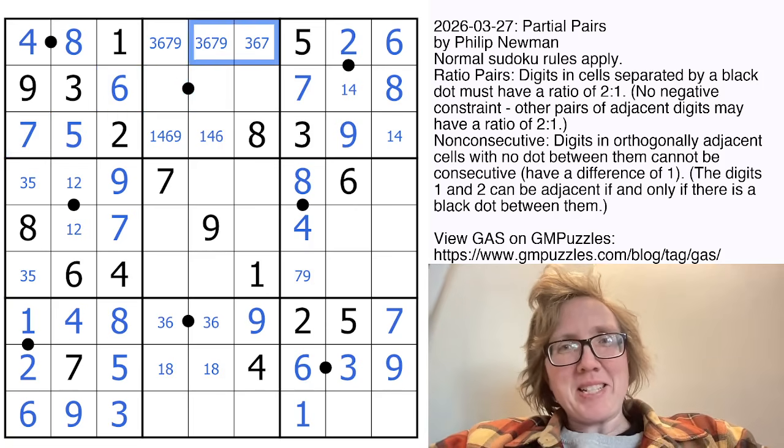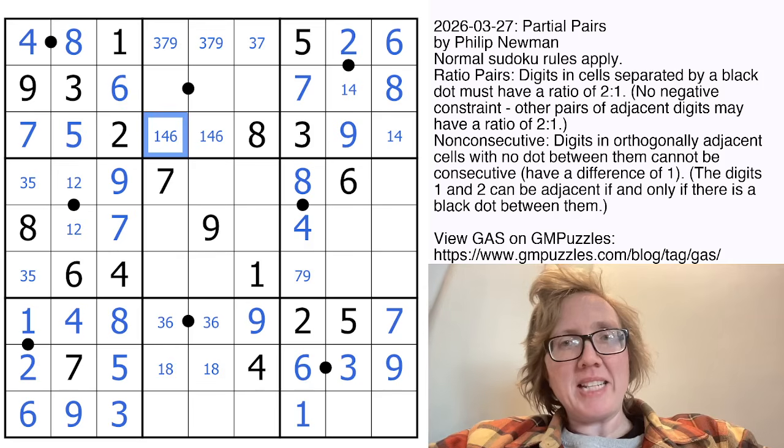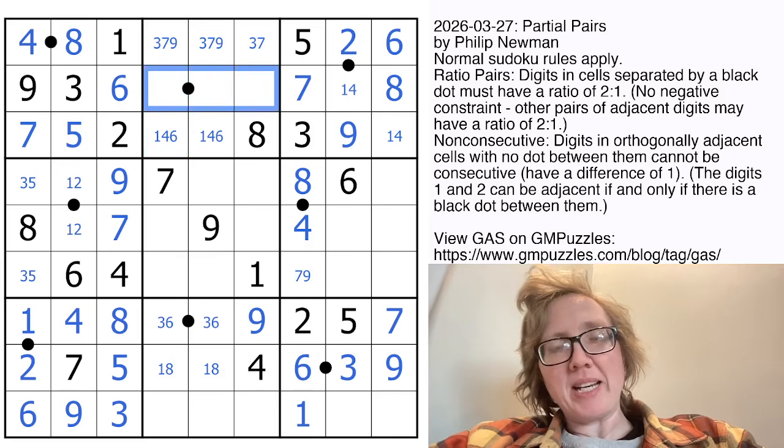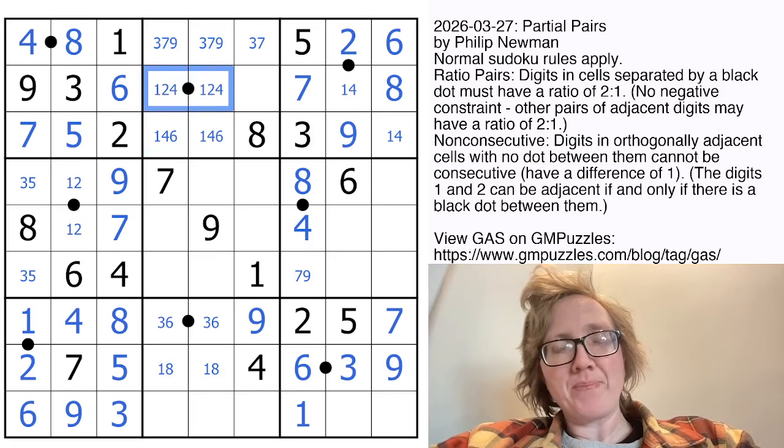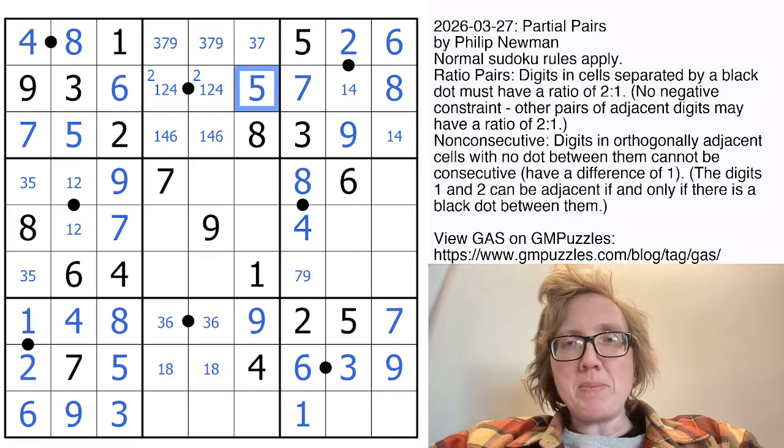Okay, so we can eliminate 6 from those cells, so we have 3, 7, and 9 there. Eliminate 9 from there. And then in this row, we need a pair that are in a 1-to-2 ratio, and that's going to have to be either 1 and 2 or 2 and 4. Either way, there's definitely a 2 in one of those two cells. So this becomes a 5. That's our last digit that we need here.